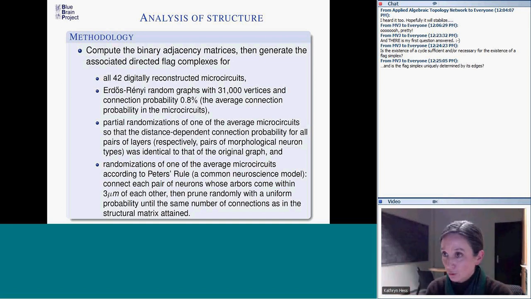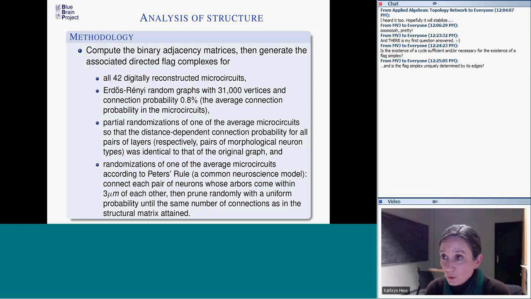So we said, okay, let's actually do Peters' rule, which is just saying, okay, we're going to keep the neurons placed as they actually are in the reconstructed microcircuit, but then have a much simpler rule for how to form the connections. If the axons of one get within 3 micrometers of the dendrites of the other, then we will form a connection, and then prune them randomly with uniform probability until we get the right number of connections. So much less sophisticated than the pruning they actually do in constructing the Blue Brain microcircuit. So we did 42 actual microcircuits, and then we did randomizations and various comparisons.